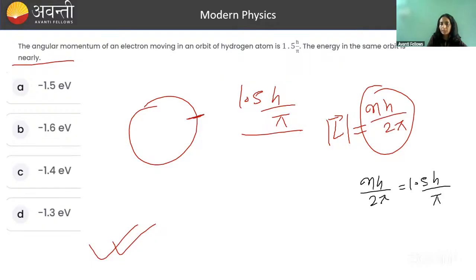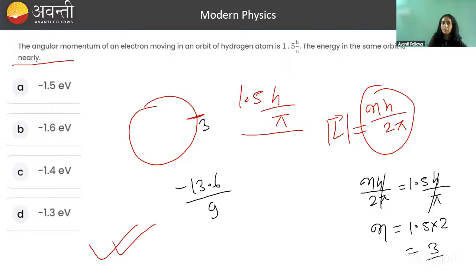So 2 को इधर, I mean h by pi को cancel करो. So n is equal to how much? 1.5 into 2, that is 3. So it is talking about third orbit. And in third orbit, what will be the energy? Minus 13.6 by 9. Done.